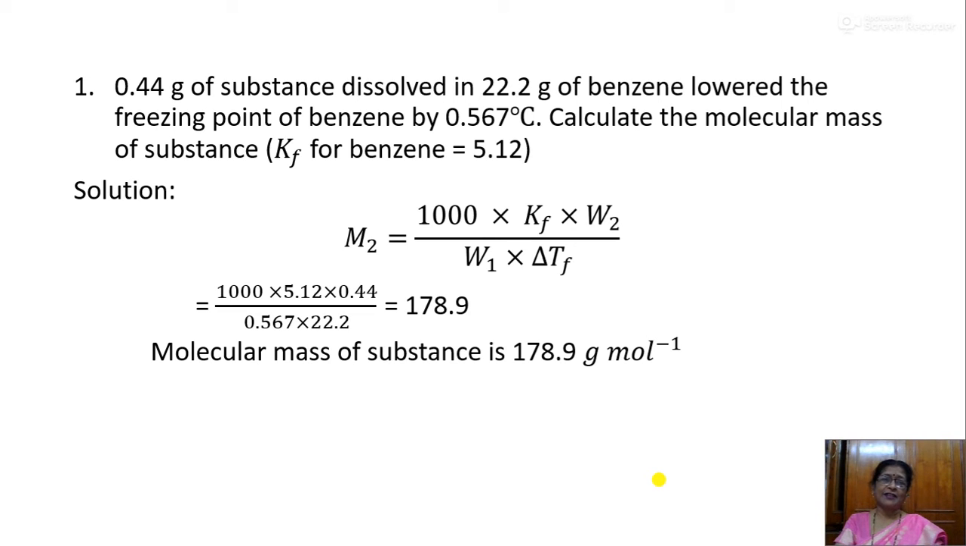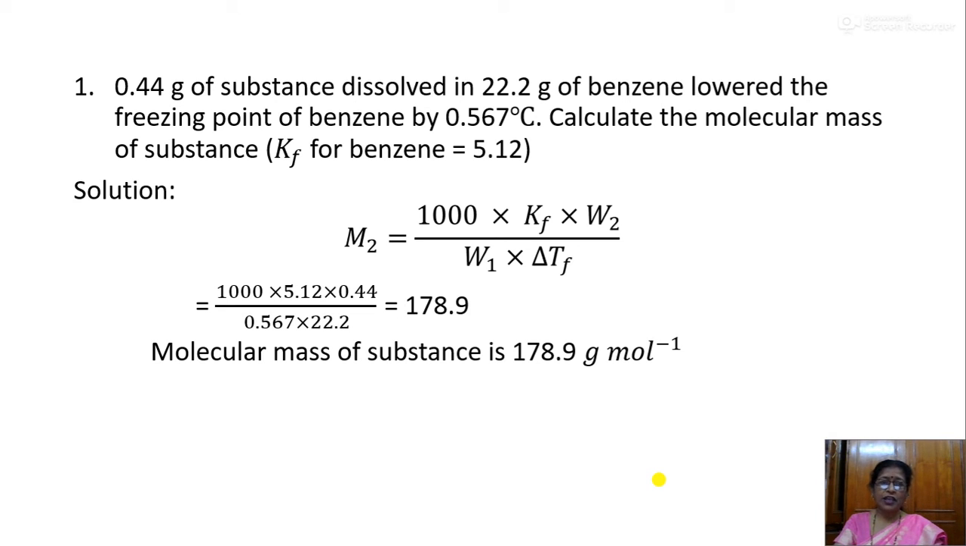0.44 grams of a substance dissolved in 22.2 grams of benzene lowered the freezing point of the benzene by 0.567 degrees centigrade. Calculate the molecular mass of the substance. They have given the value of Kf for benzene; it is equal to 5.12. Now, M2 you have to find out by using this formula: M2 = 1000 × Kf × W2 / (W1 × ΔTf).